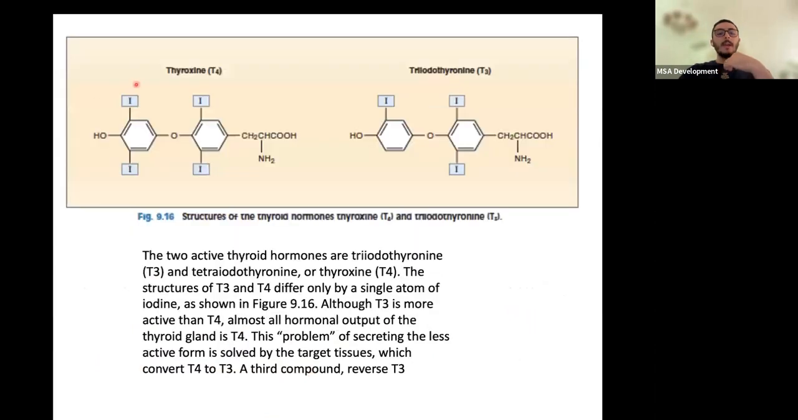This is the molecular structure of both T3 and T4. The only difference between them is iodine. T3 and T4 are nothing but iodine and tyrosine. This is the structure of a tyrosine, and on top of it is iodine. The only difference between T3 and T4 is one iodine. So T3 has three iodine molecules, and T4 has four iodine molecules.